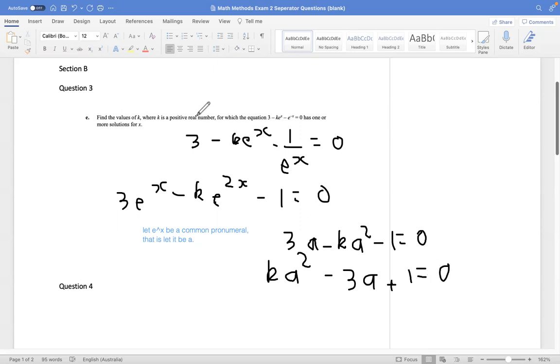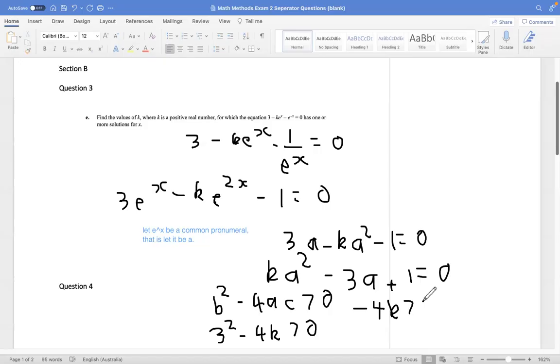And now we need to find out when it has one or more solutions for x. So now I have to think, well, how can I do this, right? To solve this, what I have to do is use the discriminant, so b squared minus 4ac is greater than 0. So then I know that b squared will be 3 squared, minus 4k times c, which is just 1. So then now I know that negative 4k is greater than negative 9, because I just subtracted 3 squared, which is just 9, from both sides.